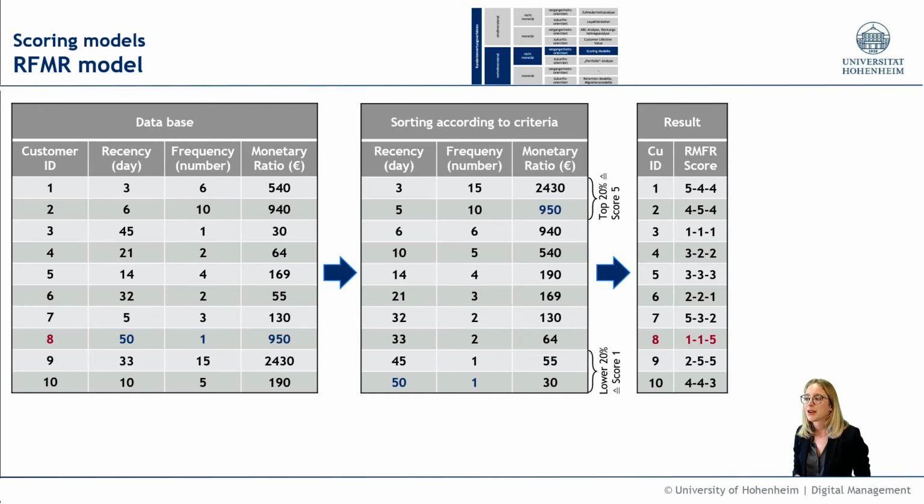In contrast, the value of the contribution margin was very high at 950. So compared to the others, 950 is quite high. So we have a monetary ratio score here of 5. Using the composite scores, it is possible, for example, to select similar customers for a campaign who have a high contribution margin but have not purchased from the company for some time. Such candidates could be highly profitable customers who only need to be made aware of new offers, for example.